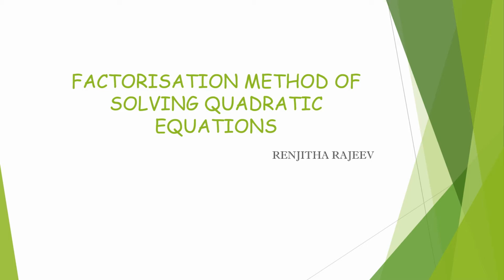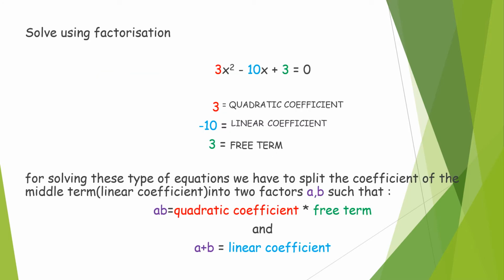It may be greater than 1. In such cases, the process of solving is slightly different. Today, let us discuss such cases. Here I have taken an example. There is a quadratic equation 3x square minus 10x plus 3 equal to 0.